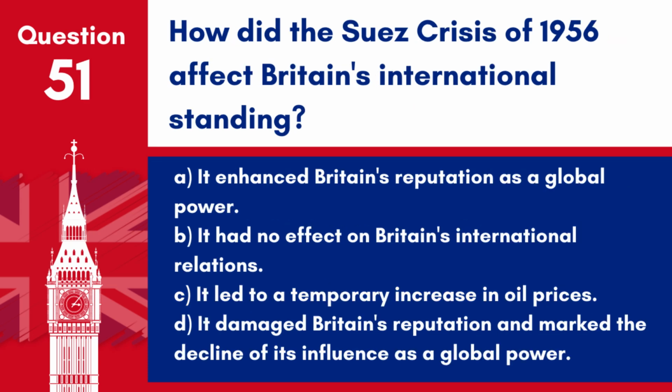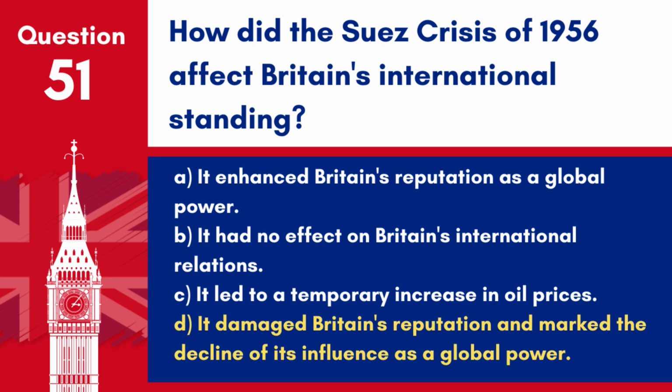Question 51. How did the Suez Crisis of 1956 affect Britain's international standing? A. It enhanced Britain's reputation as a global power. B. It had no effect on Britain's international relations. C. It led to a temporary increase in oil prices. D. It damaged Britain's reputation and marked the decline of its influence as a global power.